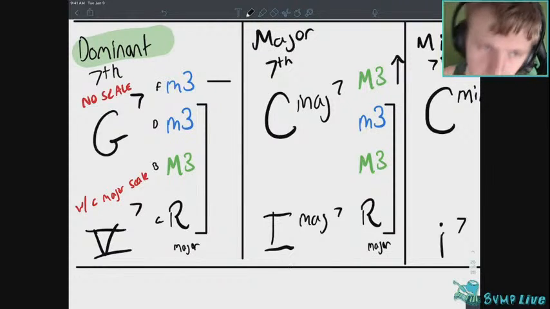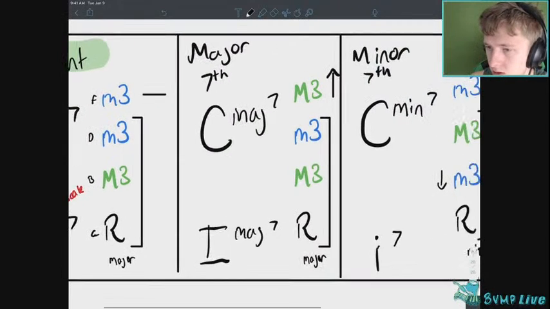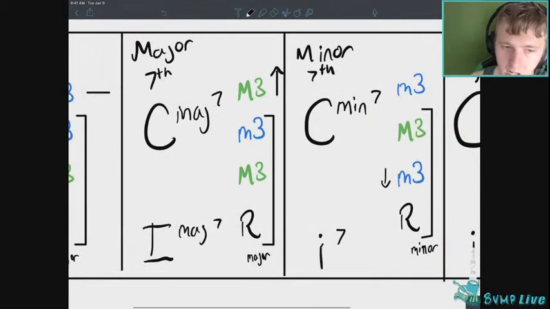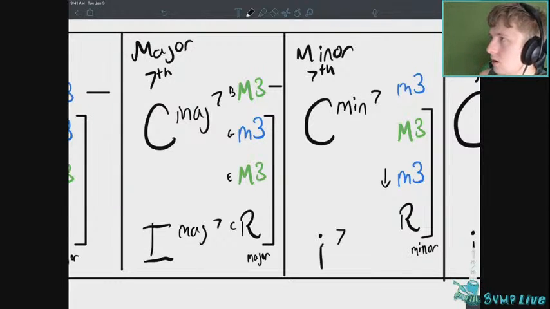But in the case of, let's say, we stayed in C major, and we made a major 7 on 1, this would in fact also stay the same. If we were to make a major 7 on 1, then we would end up with C, E, G, B. So all those notes are in the scale.